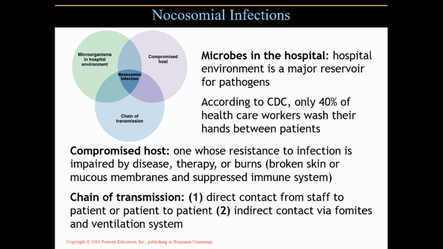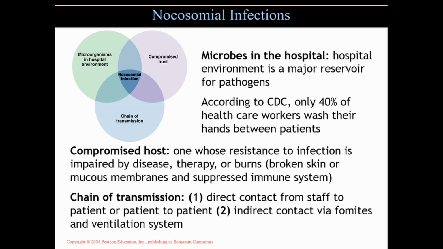We'll see. Compromised hosts, self-explanatory. People are in a hospital because something is wrong with them, so their resistance is low. Chain of transmission: direct contact from staff to patient, or from one patient to another, or indirect contact via fomites. Remember, they're the non-living things that people come into contact with, towels and cups and bedding and so forth, and the ventilation system. And have we considered the ventilation system? That is such an important thing to consider.